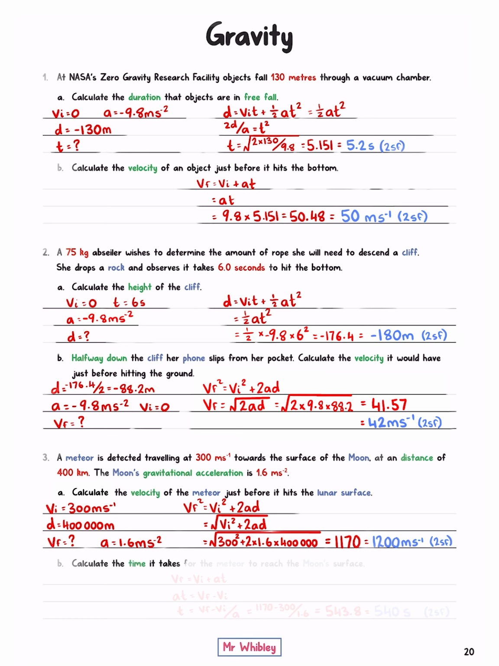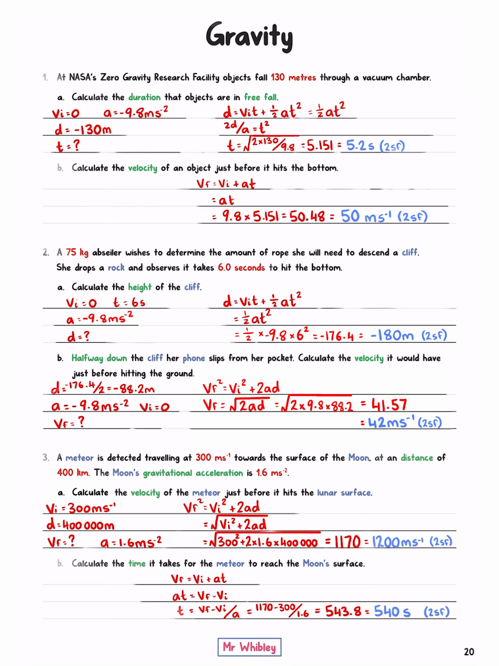Calculate the time it takes for the meteor to reach the moon's surface. For this, I'm going to choose this equation here because it's nice and simple. Rearranging it for time by subtracting Vi from both sides and swapping them around, and then dividing both sides by the acceleration. Putting in our numbers gives us 543.8 or 540 seconds to two significant figures.